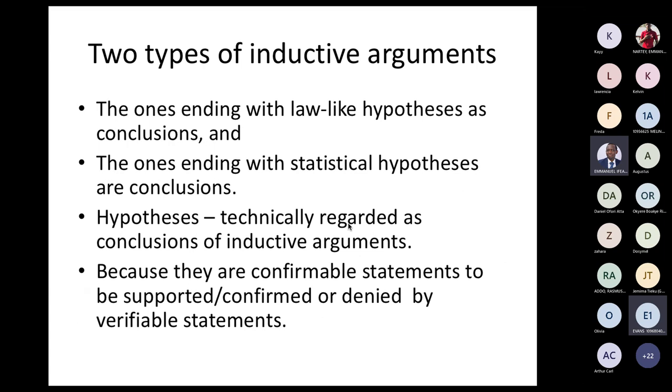So the two types of inductive arguments are the ones ending with law-like hypotheses as conclusions and the ones ending with statistical hypotheses as conclusions. Hypotheses are technically regarded as conclusions of inductive arguments because they are confirming statements to be supported, confirmed or denied by verifiable statements.